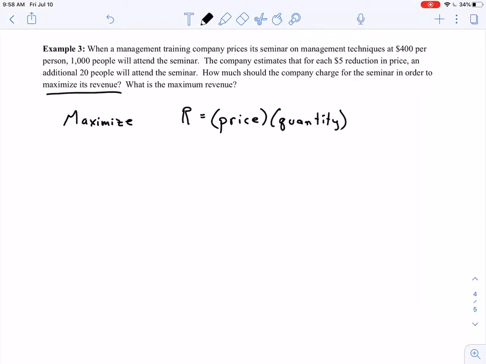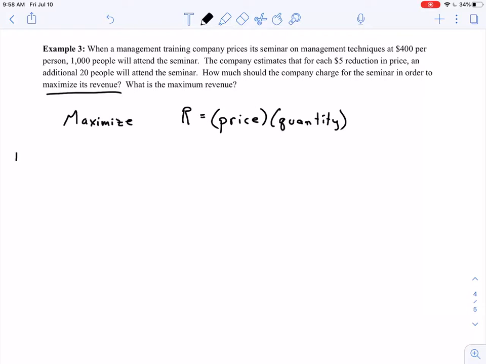So you'll see problems like this every now and then where we have sort of a baseline. They say, okay, if we charge $400 per person, then we'll have 1,000 people attend our seminar. And if we choose to reduce our price by $5, then an additional 20 people will attend the seminar. So really it's this $5 reduction in price that I kind of want to hone in on here for a moment. I'm going to choose X to be something very specific.